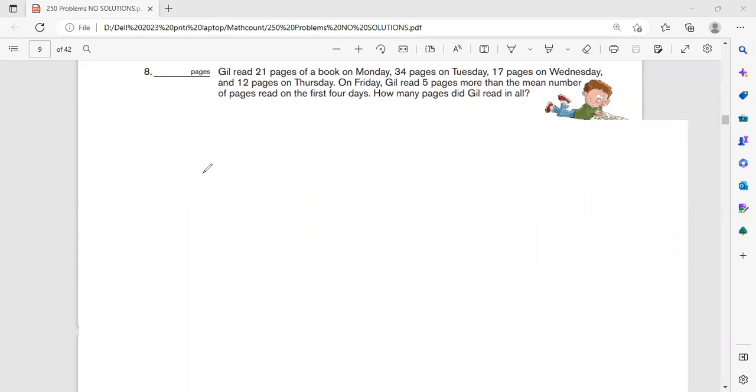Question number 8. Gil reads 21 pages of a book on Monday, 34 pages on Tuesday, 17 pages on Wednesday, and 12 pages on Thursday. On Friday, Gil read 5 pages more than the mean number of pages read on the first 4 days. How many pages did Gil read in all? So what will be the mean of the pages read on the first 4 days? So we'll do 21 plus 34 plus 17 plus 12 over 4. So if we solve this, the mean will come to 21 pages.